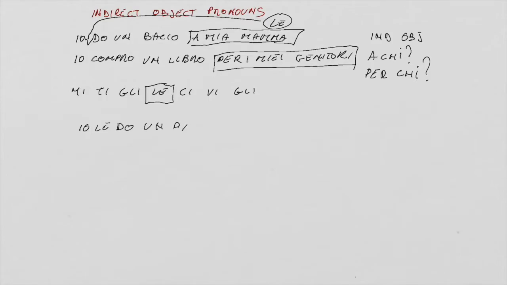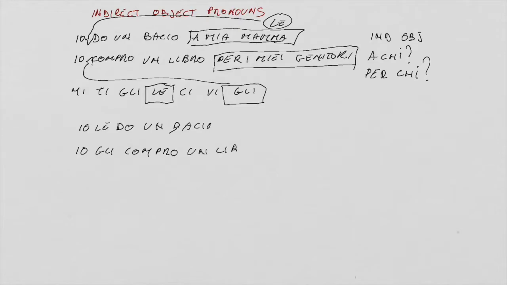Now let's replace per i miei genitori. I miei genitori is they, so the corresponding pronoun is gli. I put gli in front of the conjugated verb and the result is gli compro un libro. As I said, the indirect object pronouns are placed right before the conjugated verb, so le goes in front of do and gli goes in front of compro.